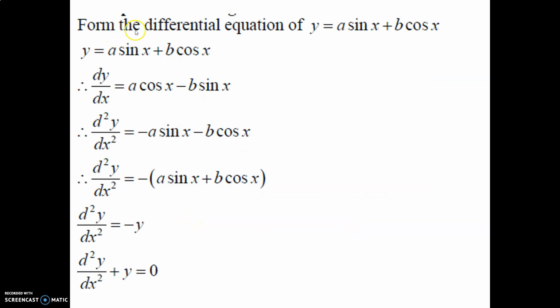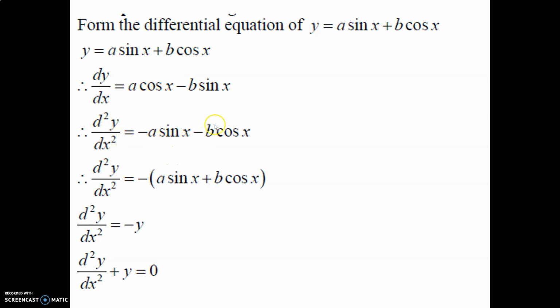Let us check. Form the differential equation of y is equal to a sin x plus b cos x. Y is equal to a sin x plus b cos x, taking derivative with respect to x. dy by dx is equal to a, what is the derivative of sin x? Yes, it is cos x, and the derivative of cos x is minus sin x. Now we have to again differentiate with respect to x because 2 arbitrary constants are there. So d square y upon dx square.